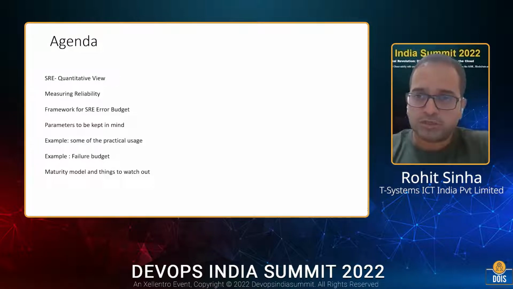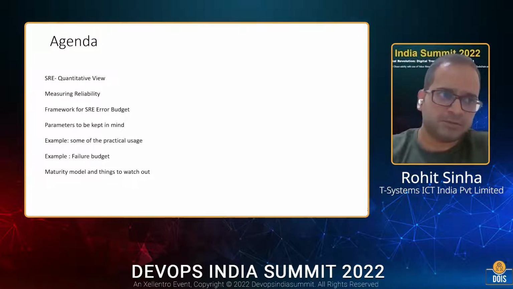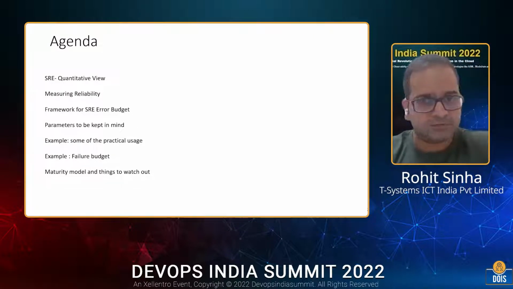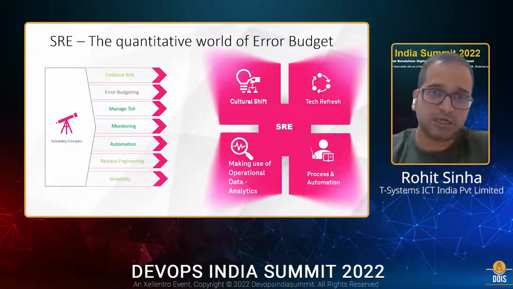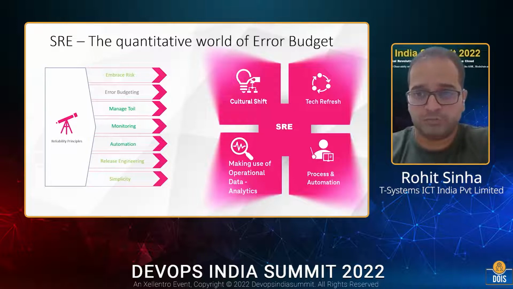And also the maturity model, what is the next growth path? What are the things which we have to watch out for? What are the hiccups which we have come through, and what is the thought process which we have to keep in mind? So these are the things which we are going to cover today from a perspective of site reliability engineering and the quantitative world of error budget.